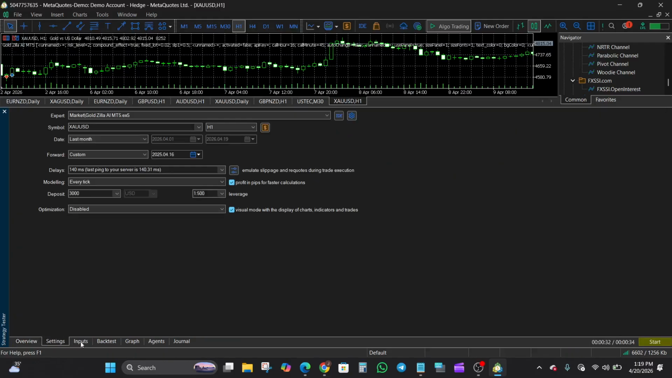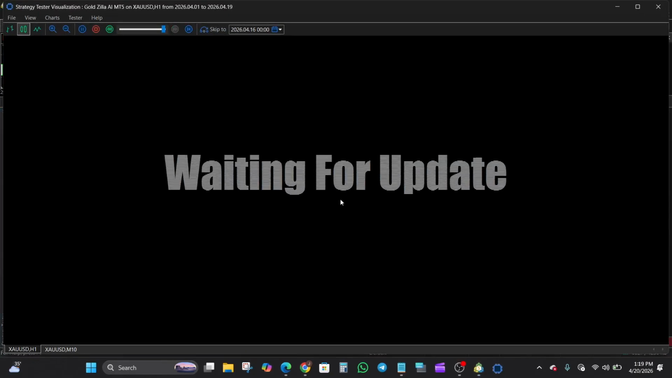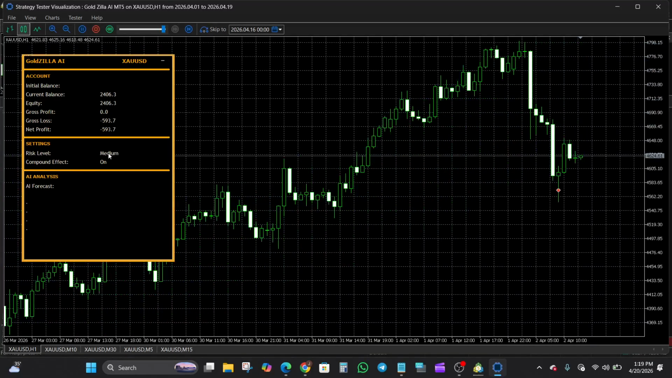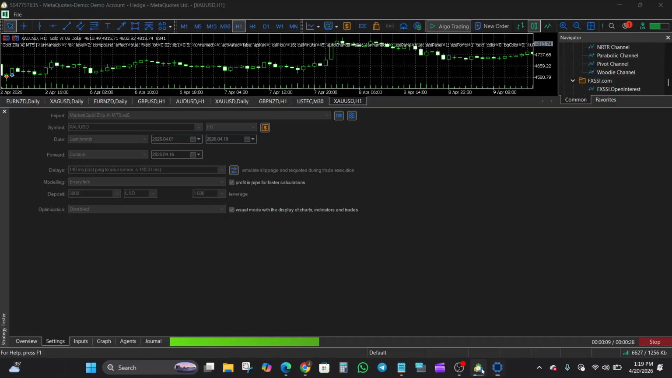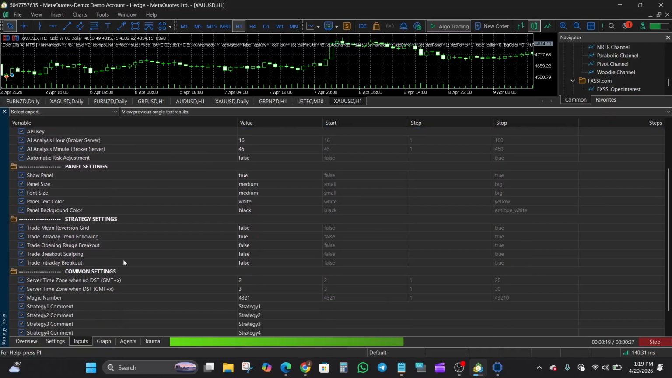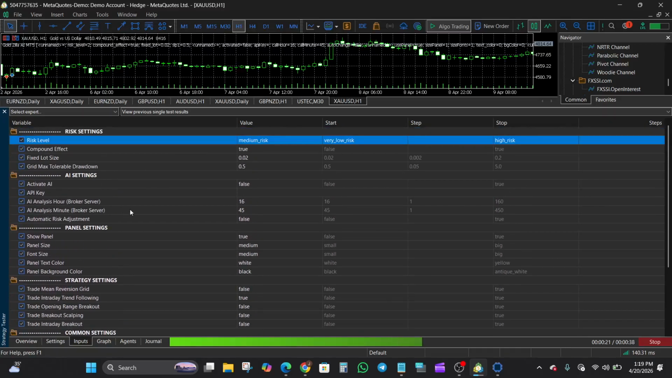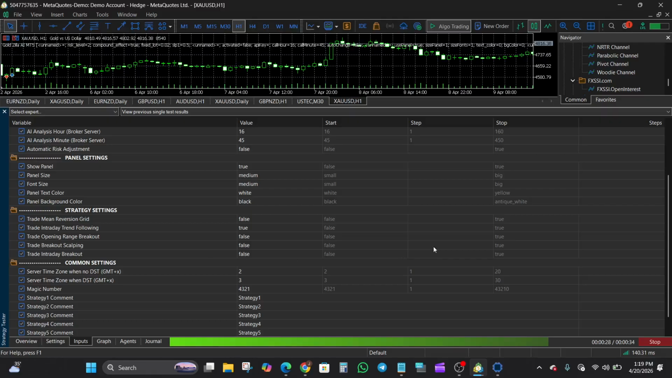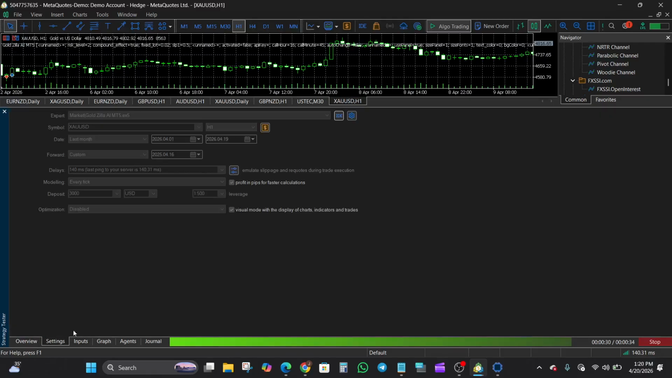Okay, let's just quickly go back there so that we can see. You can see the risk level was actually medium. All right, now let's head back. So you can change the risk level depending on your risk appetite. And then we can see all this, the compound effect, the lot size, and all of that. Feel free to go through all this if you want to know more in detail about the settings of this expert advisor. But for now, we're just going to look at the results.